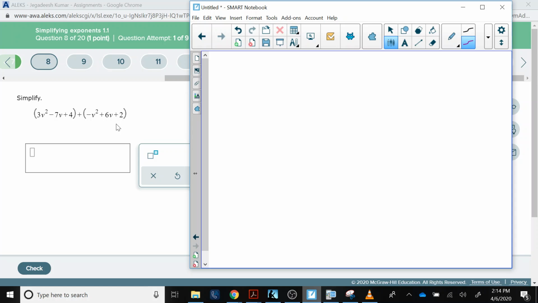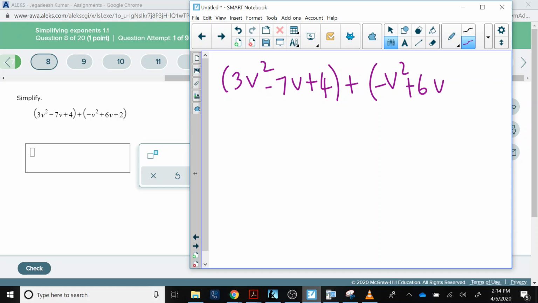Let me write down the question first. 3v squared minus 7v plus 4 plus negative v squared plus 6v plus 2. Now, v squared is a like term. So 3v squared plus negative 1v squared. This is 1. So 3 plus negative 1, which is 3 minus 1, is 2v squared.